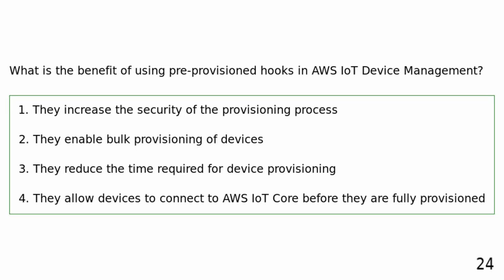What is the benefit of using pre-provisioned hooks in AWS IoT Device Management? They increase the security of the provisioning process. They enable bulk provisioning of devices. They reduce the time required for device provisioning. They allow devices to connect to AWS IoT Core before they are fully provisioned.